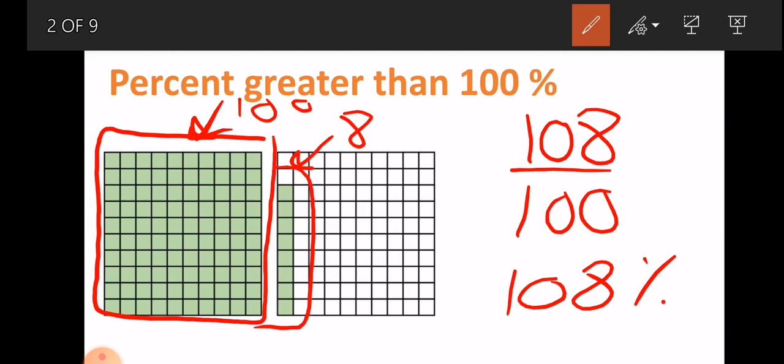So the percent can be greater than 100. It's okay. I can have a percent which is 200, can be 500%. What does 500% mean? It means 500 over 100. Okay, so any number that exceeds the 100, I will count it also, and the denominator will stay the same. I will keep comparing with 100 to say it's a percent.